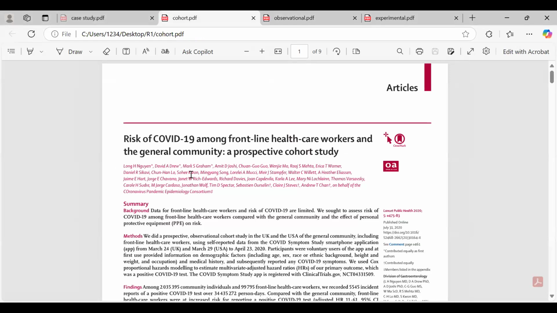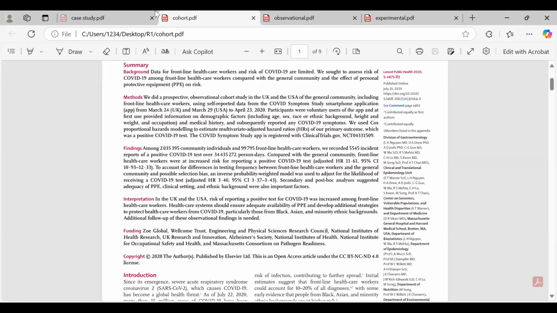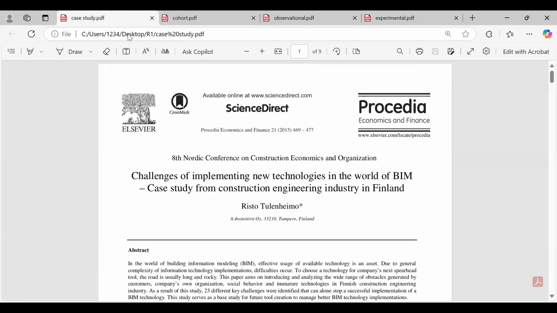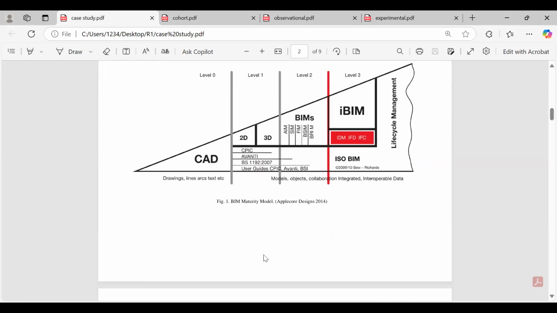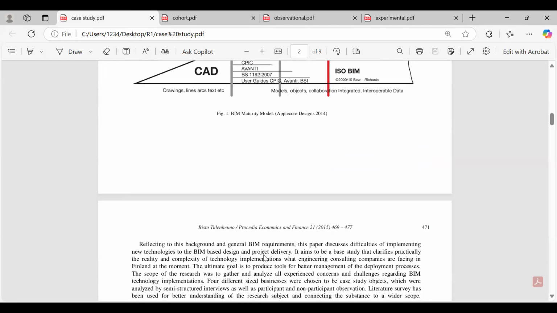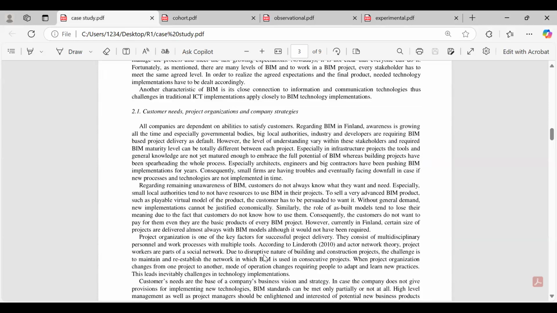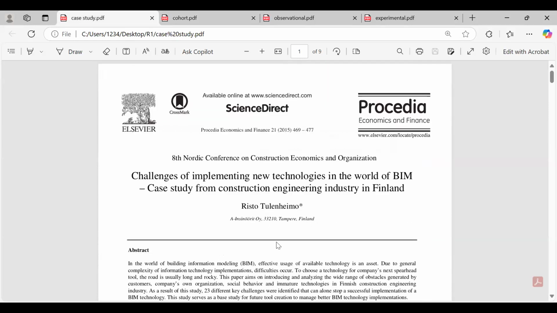And the cohort study, this is a prospective cohort study based on COVID-19. And this is a case study. Most of the time we conduct case studies. So this is a small example for a case study. I just wanted to show you. So I will upload these 4 papers as well on LMS, so then you can go through them.